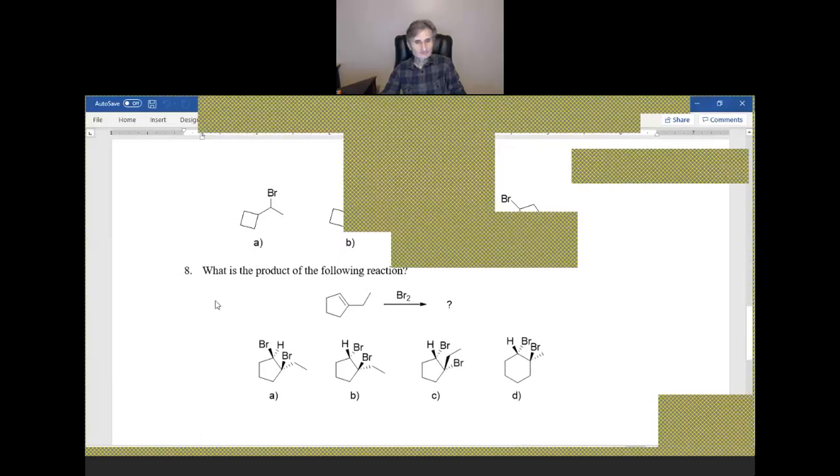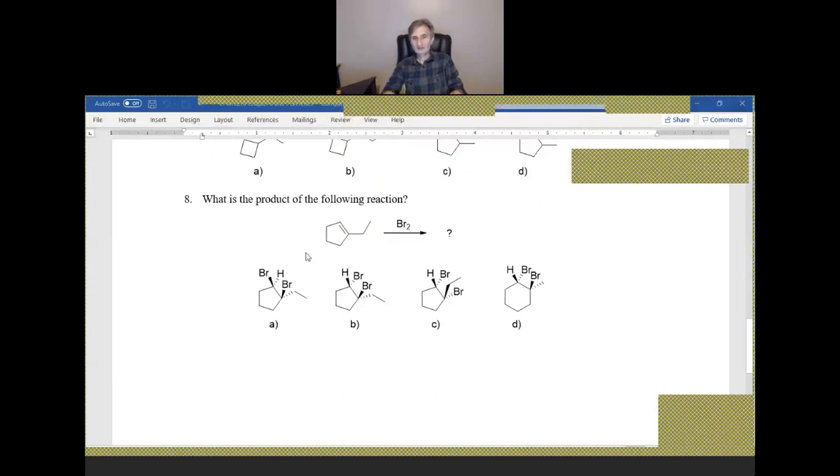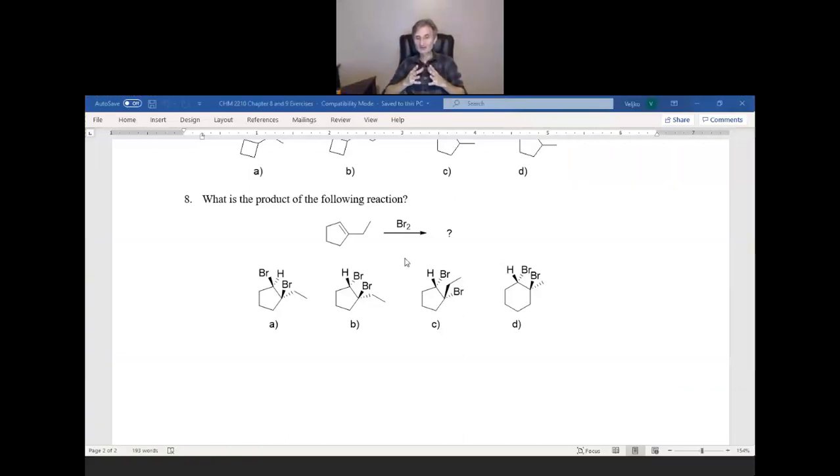And then question 8. What is the product of the following reaction? So it's addition of bromine across a double bond. And this tests you, do you know that addition of bromine is anti, from the opposite sides? So look at each of the four. In this case, you can actually inspect all of these, and by inspection, you can figure out which one is correct. So look at the first one. Two bromines added from the same side. Addition from the same side is syn. Bromine doesn't add syn. Bromine adds anti, from the opposite sides. One up, one down. That's wrong. Syn is both up or both down.